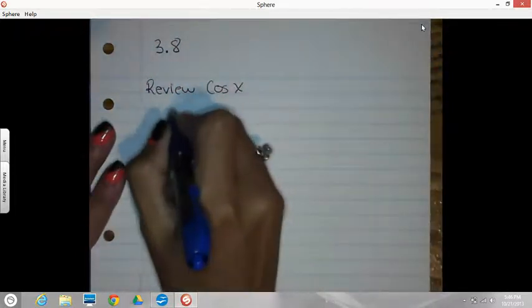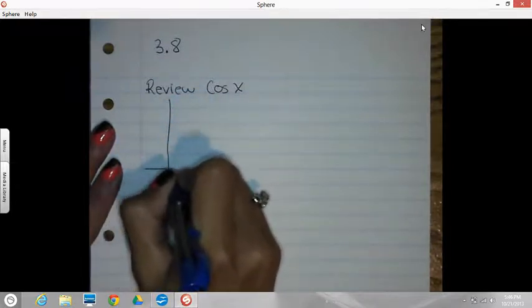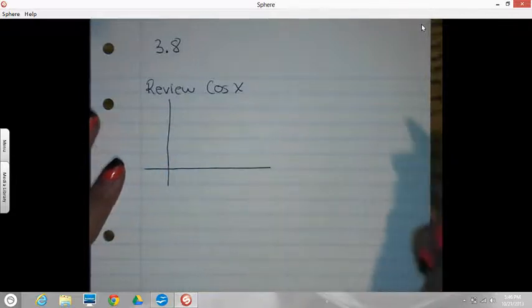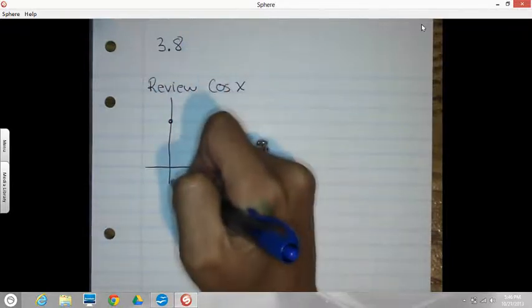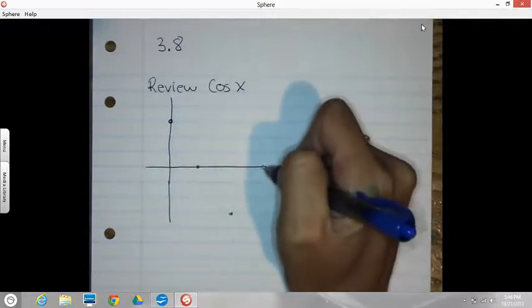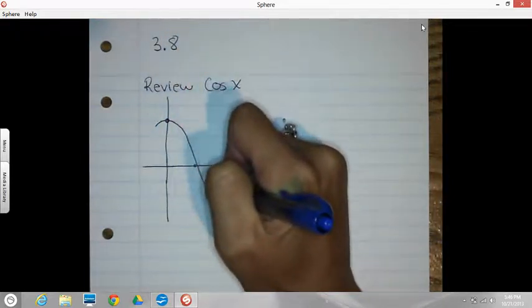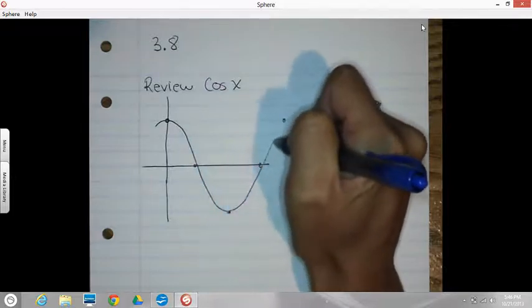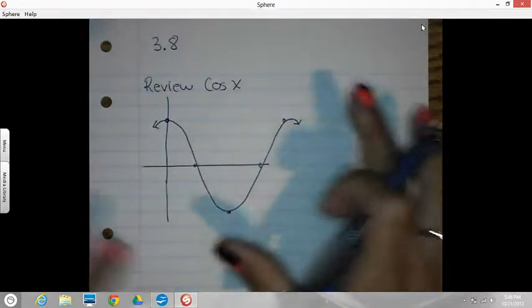And if you remember, back about almost this time last year when you were in trig, we were graphing all those trig functions. And if you remember, cosine started at its max, crossed the axis, went down to its min, crossed the axis, finished at its max, and then it just kept repeating itself. Okay, and then all the way through that chapter we started shifting these things around, stretching them out.